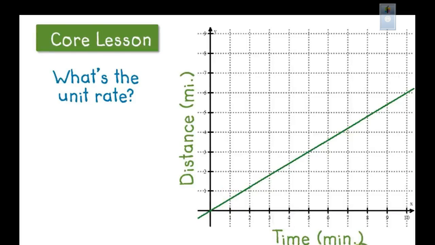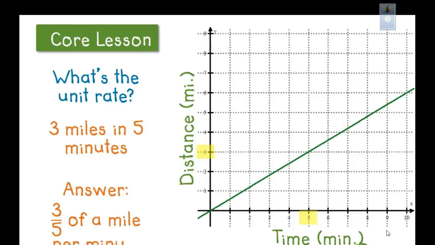Fortunately, we know a few other ways to find the unit rate. One way is to pick any ordered pair on the graph, such as this one, and look at its coordinates. This ordered pair tells us that you can travel 3 miles in 5 minutes. From that information, we can find the unit rate. So you should be able to fill that in, right? Write it in your notes. Fractions are just as good in this case as decimals. So our answer is 3/5 of a mile per minute.